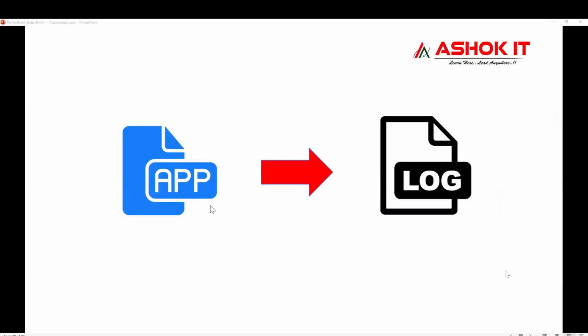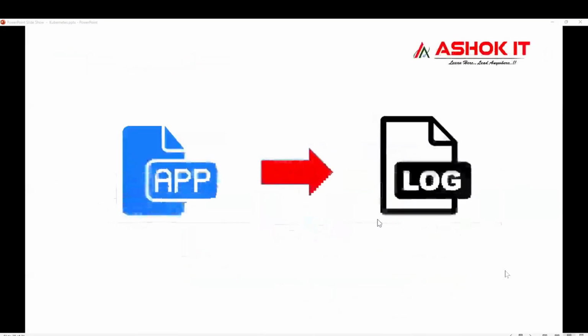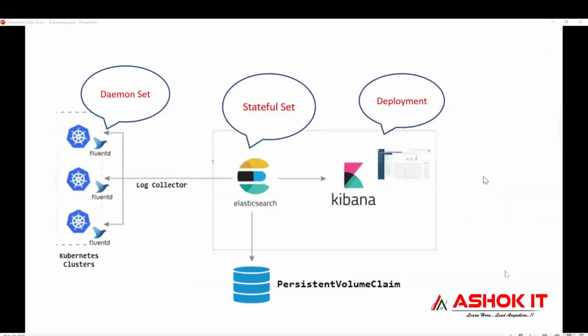So the application will be executing in the cluster. Application logs will be available and stored in the log file. Those logs we can get by using Fluentd and store in Elasticsearch. Elasticsearch is used to index all the logs. Then Kibana will provide a user interface in order to monitor those logs. Okay. Now, how are we going to deploy Fluentd, Kibana, and Elasticsearch?